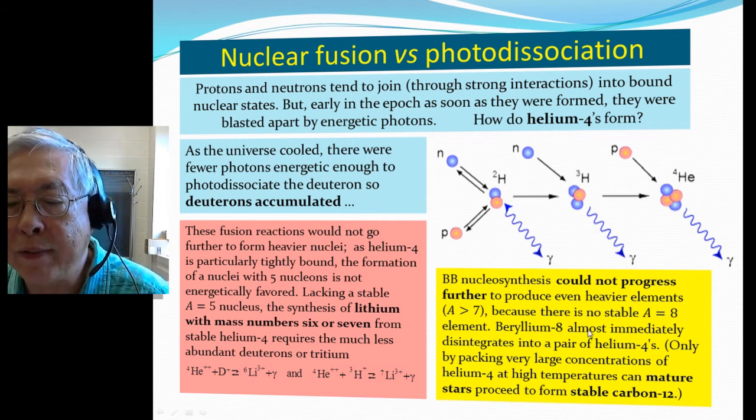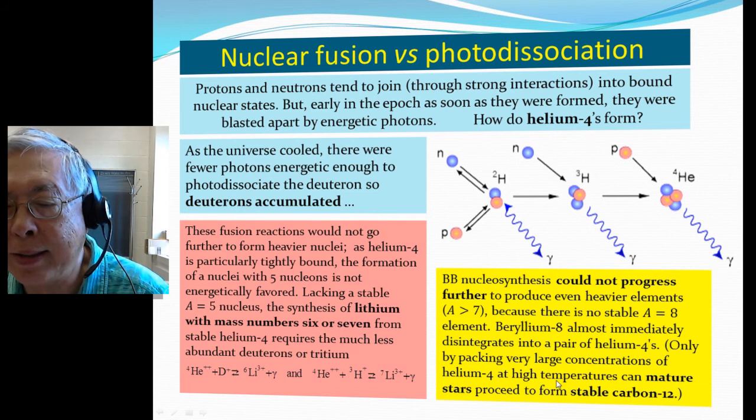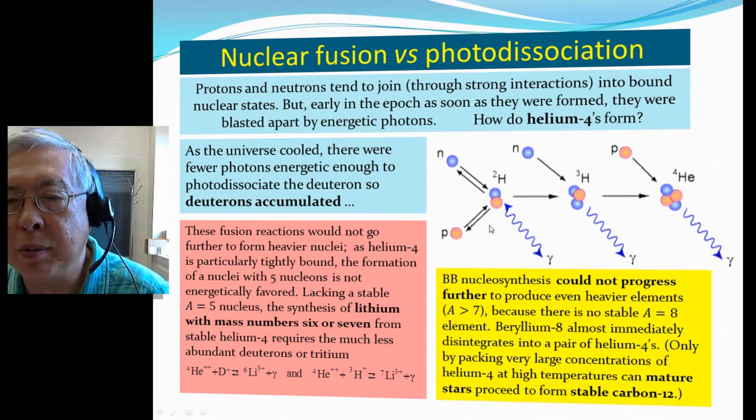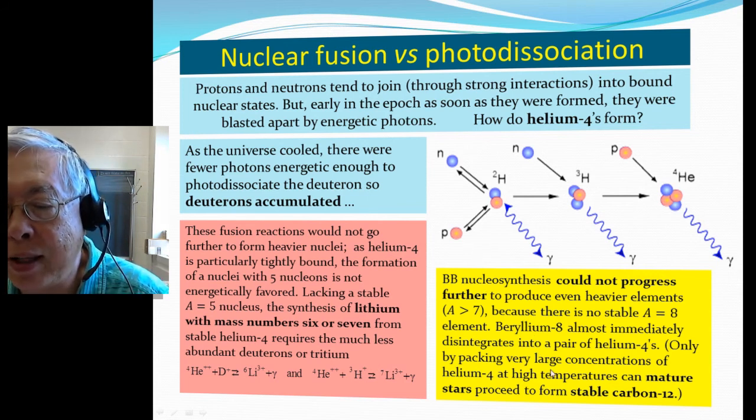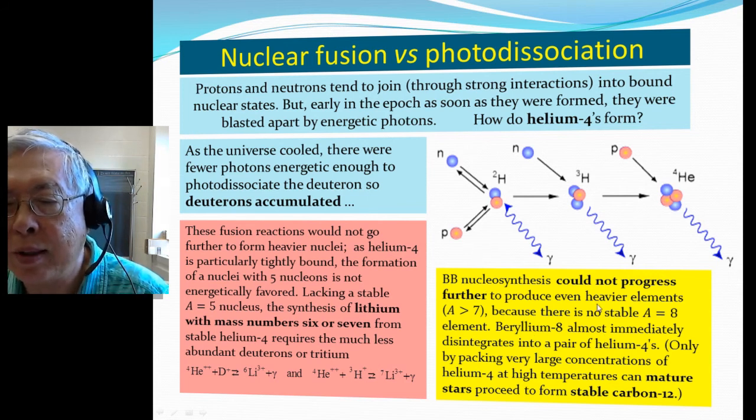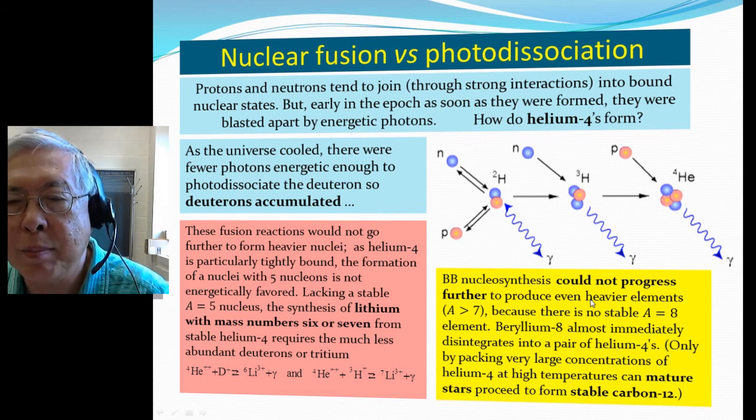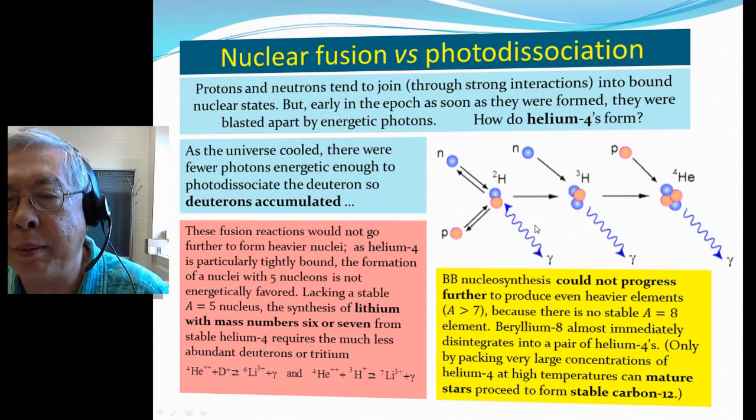Only in the stars, when packed at very high concentration of helium-4 at extremely high temperature, can mature stars proceed to form stable carbon-12. So basically, all the heavy elements, like carbon, are produced inside the stars. But helium, deuterium, and lithium were produced in the Big Bang, or in the early stage of the universe.